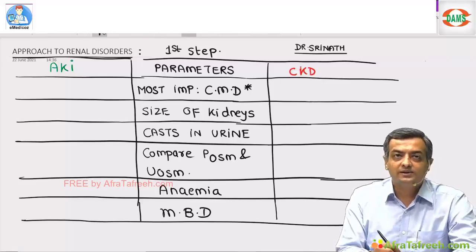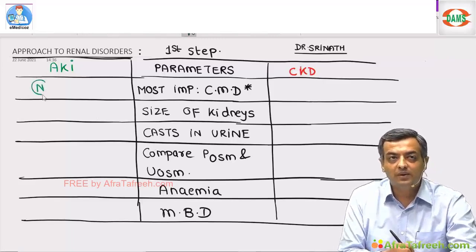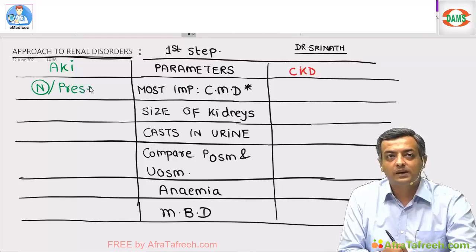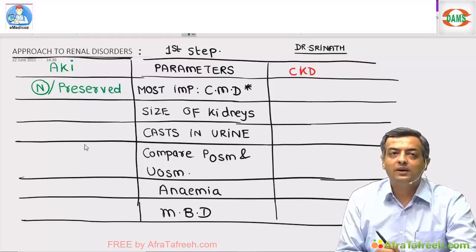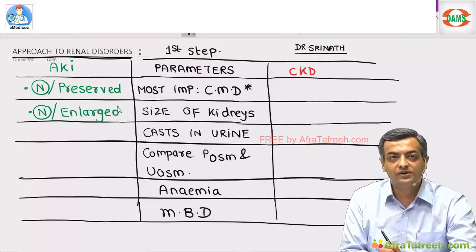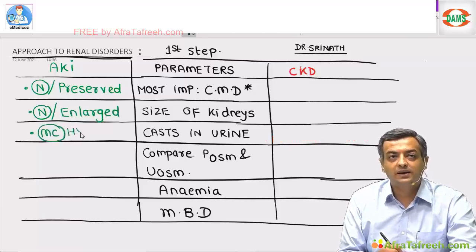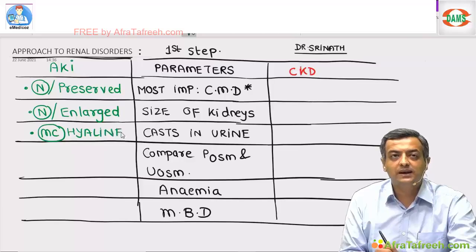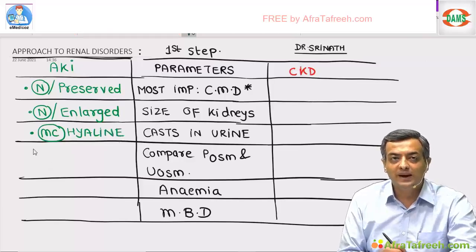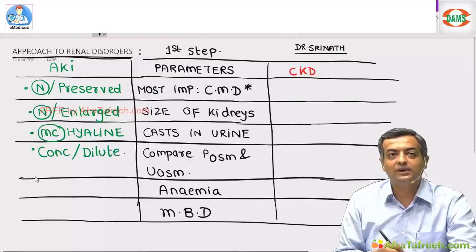If the patient is a case of acute kidney disease, as discussed, the CMD will be normal or preserved. The size of the kidney will be normal or enlarged; in acute disease, there is inflammation. The most common cast present in acute kidney disease is the hyaline cast. When you compare the plasma and urine osmolarity, it is either concentrated or dilute depending on the cause.